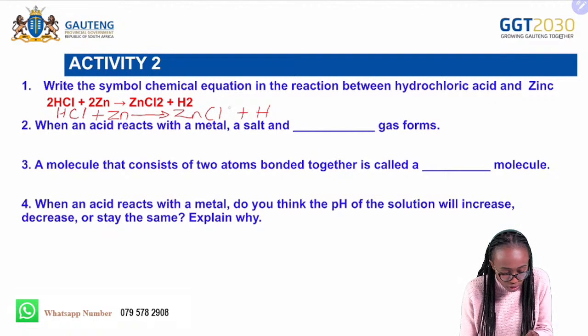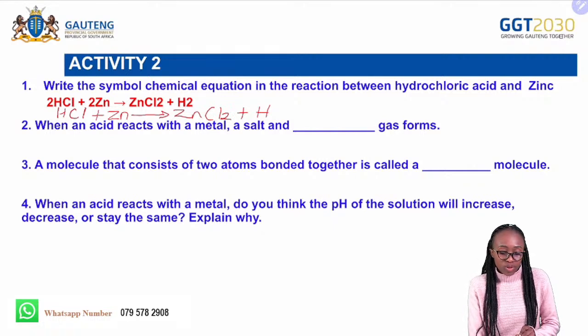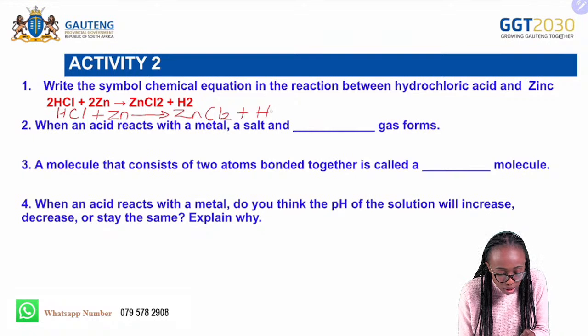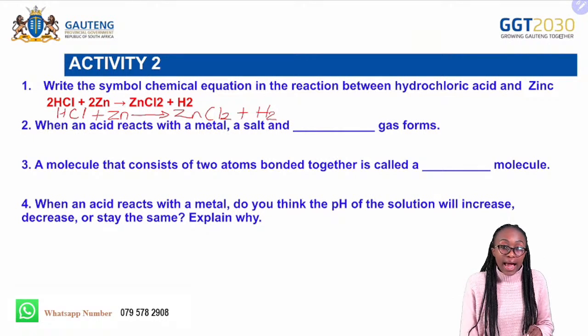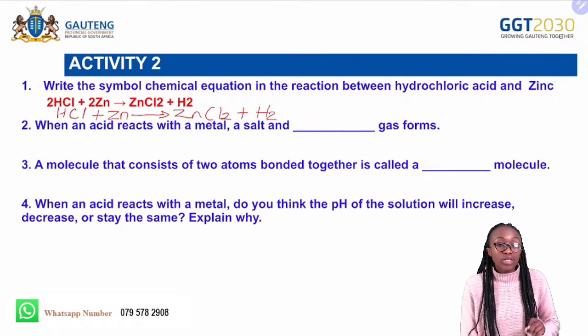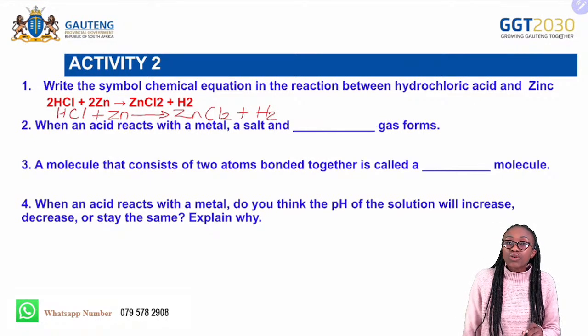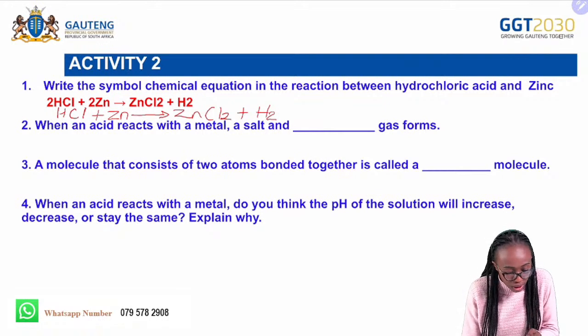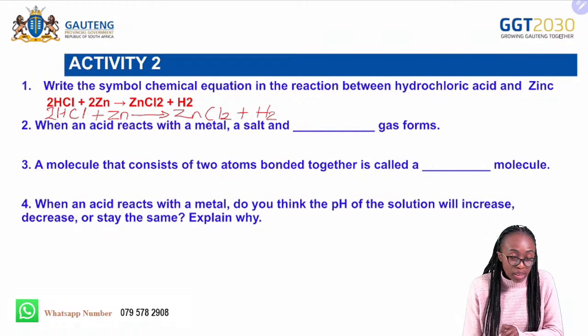How do we balance the equation? Zinc will borrow 2 chlorine atoms. And then here, hydrogen gas is a diatomic molecule, so we put a 2 there. Now we have to make sure the number of atoms on the right-hand side is equal to the number of atoms on the left-hand side. We have 1 zinc on the right-hand side, so we also have 1 zinc on the left-hand side. We have 2 chlorine atoms on the right-hand side, so we need 2 chlorine atoms on the left-hand side. So we'll put a big 2 next to the HCl.